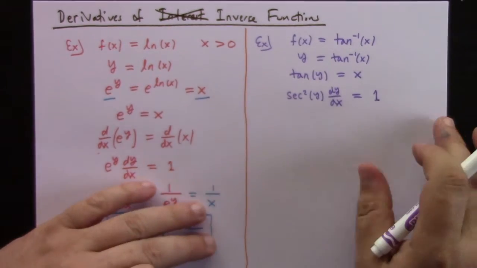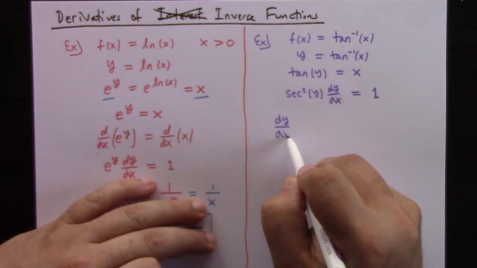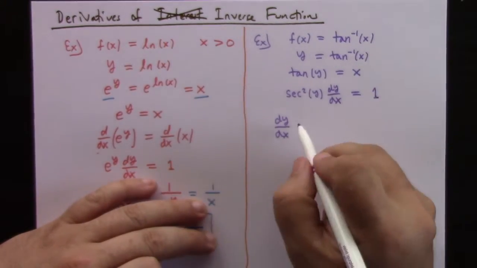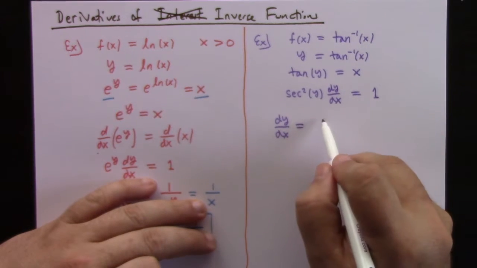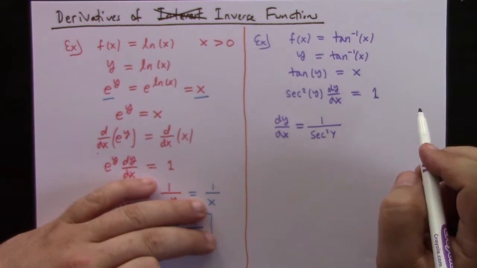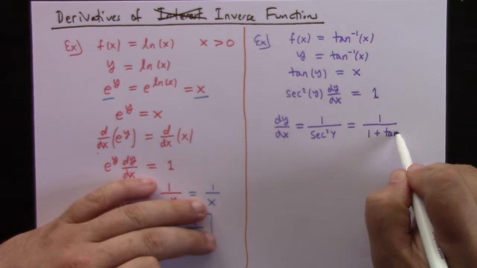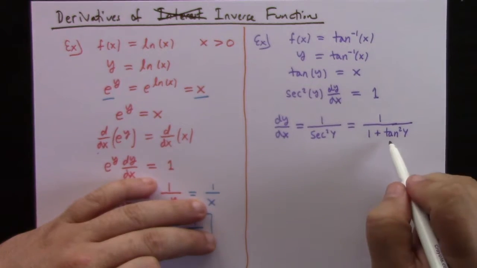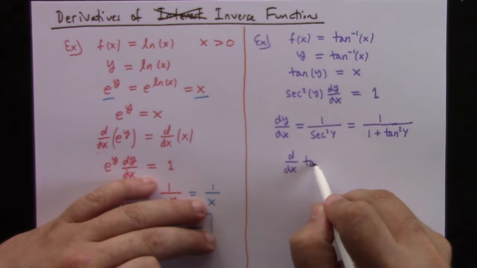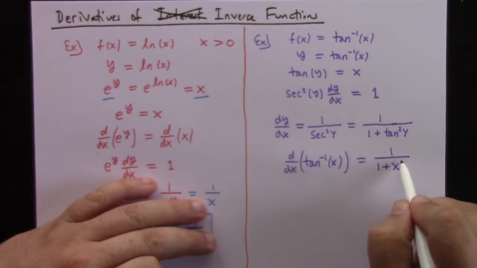Again, chain rule applies over here because I'm differentiating a function of y with respect to x. So dy dx is, after all, what I'm after, because I'm saying y equals inverse tangent of x, and I'm trying to figure out the derivative of inverse tangent of x. So dy dx is 1 over secant squared y. Aha! I remember just a few minutes ago we derived that secant squared is 1 plus tangent squared. But what is tangent? Well, tangent is x. So there you have it. d dx of inverse tangent of x is equal to 1 over 1 plus x squared.